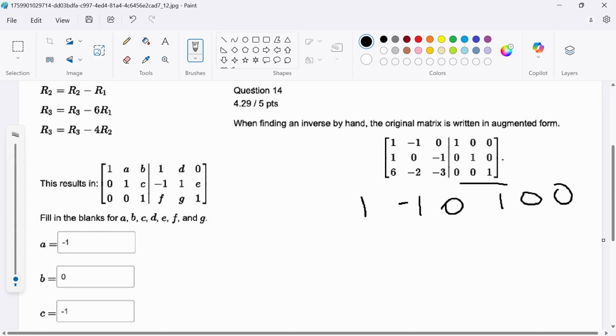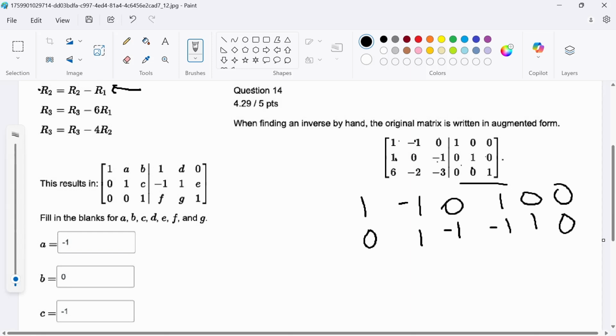And row 2 is equal to, I'm just following this instruction, row 2 minus row 1. So 1 minus 1 is 0, 0 minus negative 1 is 1, negative 1 minus 0 is negative 1. I'm doing row 2 minus row 1. 0 minus 1 is negative 1, 1 minus 0 is 1, 0 minus 0 is 0.